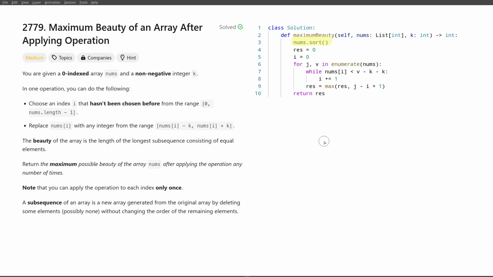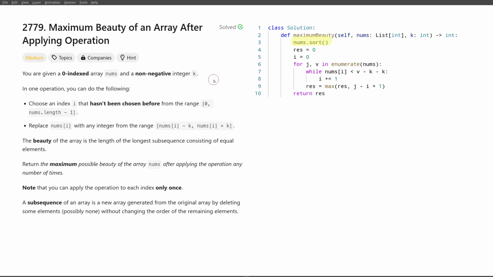Because if we want to make it as long as possible, then whenever we have some subsequence, first of all, if there are any gaps within our subsequence, we can fill them up, because those values within those gaps are between some smaller value and some bigger value. And that means that whenever we have a subsequence that's not a subarray, we can just make a better subsequence that is a subarray.